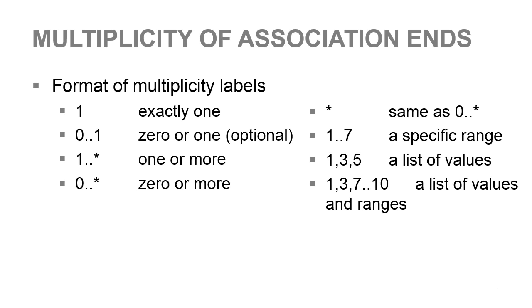A range can be shown by 2 numbers, the upper and lower bound separated by 2 dots. A list of possible values can be shown by numbers separated by commas, and a mixed list of values and ranges can be shown with the numbers and the ranges separated by commas.